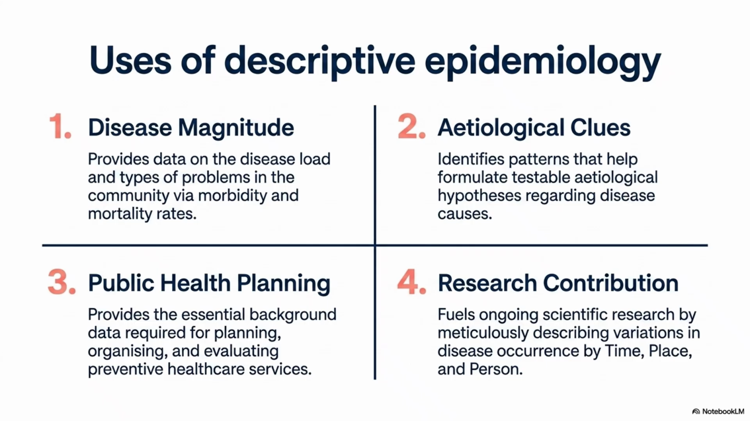And fourth is research contribution. As we have said, it is just a formulation of an etiological hypothesis, and next the testing will be done and confirmation will be done. So testing will be done with the help of analytical studies like cohort studies, case control studies, and confirmation will be done with experimental type of studies like randomized control trials.